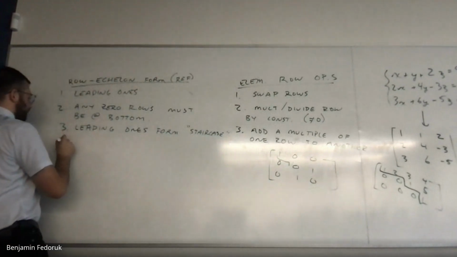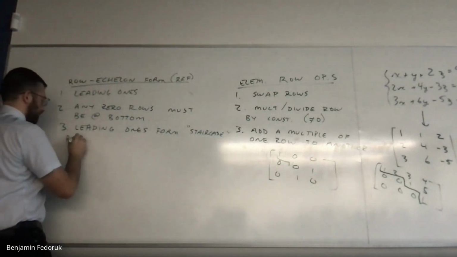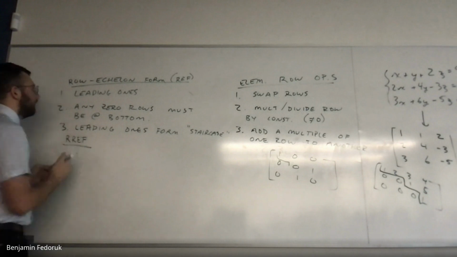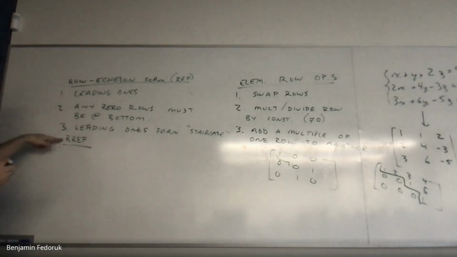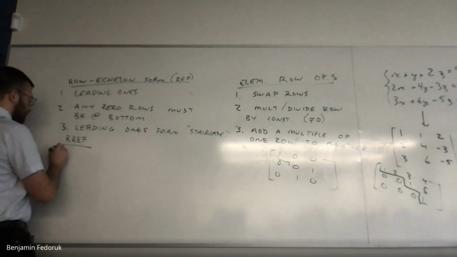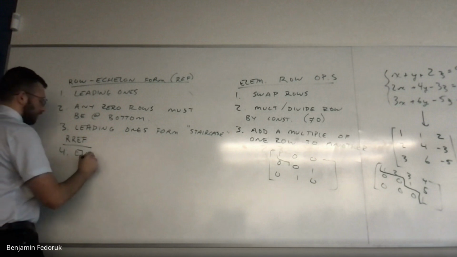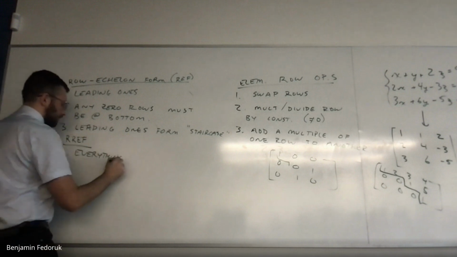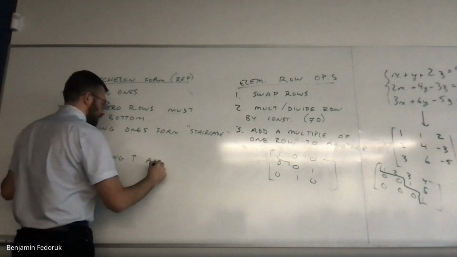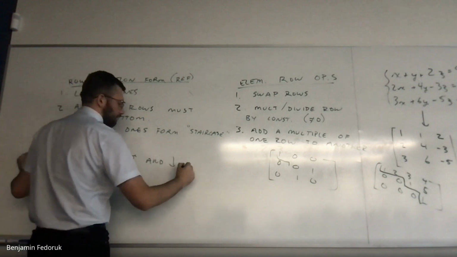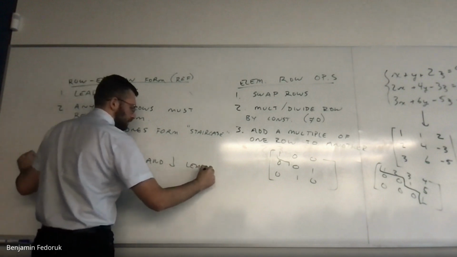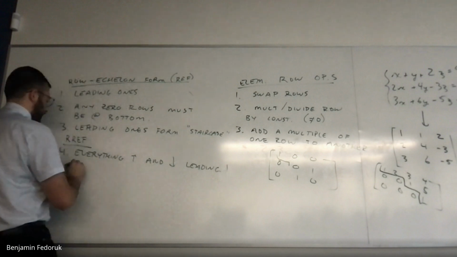There's one extra thing, a more specific form than row echelon form. It's called reduced row echelon form. So reduced row echelon form has to meet these three things already. So it has to already be in row echelon form, but it has an extra condition, which is that everything above and below leading ones has to be 0.